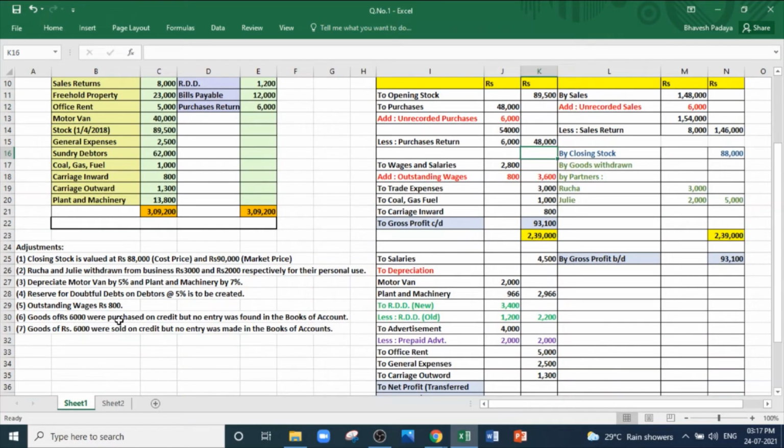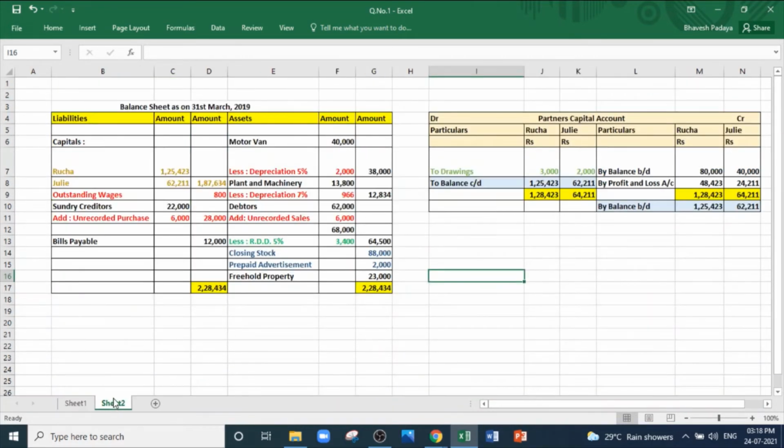Goods of rupees 6,000 were purchased and also goods of rupees 6,000 were sold. So we have unrecorded purchases and unrecorded sales. Unrecorded purchases have two effects. Add to purchases total and then less returns. Second is, from whom do we purchase? We purchase from creditors. So add to creditors 6,000.